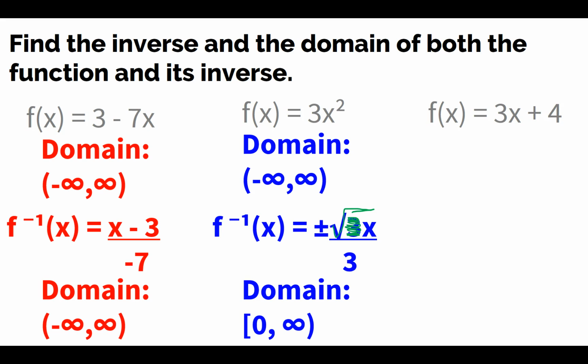Wait, is it the square root of x over 3, or the square root of x and then divided by 3? You're right, it should be like this. So you wouldn't square root it first, you divide it first. Yep. Does our domain make sense? Because it was under the square root, we need to make sure it's going to be a positive number. You good?